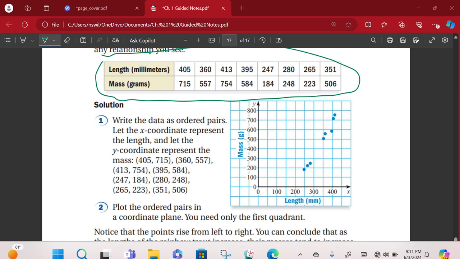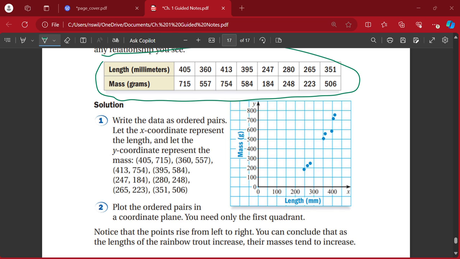When you make it on a graph, you can say your x-axis is going to be your length and your y-axis is going to be your mass. And we can see by looking at the data plot, the higher the length, the heavier it is, right? Here we are at a higher length, which means we're at a higher mass. The smaller the length, the lighter the fish weighs.